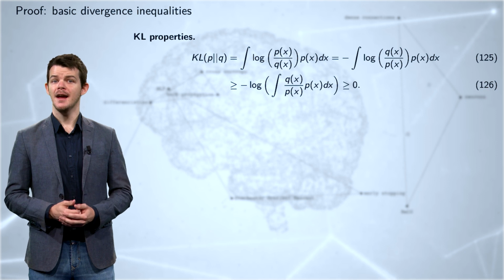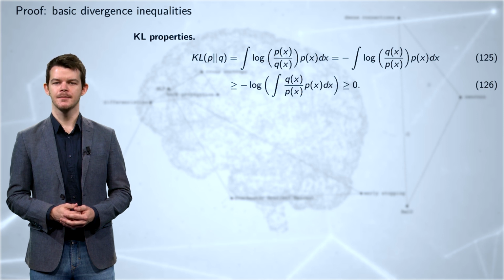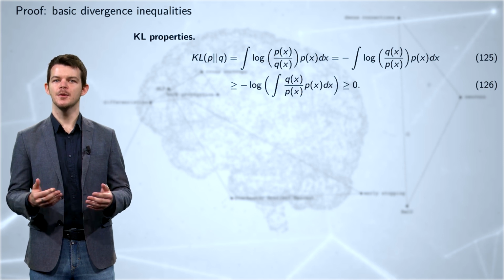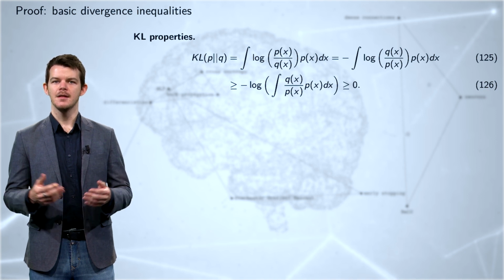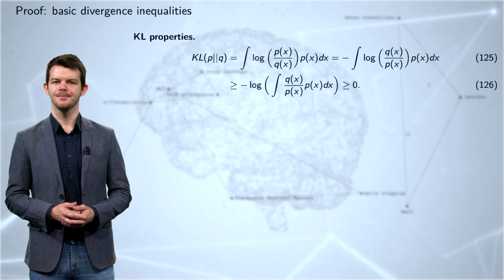The definition of the KL divergence gives the first equality, and elementary properties of the logarithm give the second one. Then, by applying Jensen's inequality, this quantity can be lower bounded by the logarithm of an integral, which equals 1, because Q is a probability density. This proves the first statement.